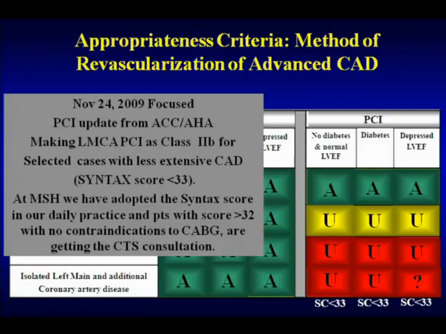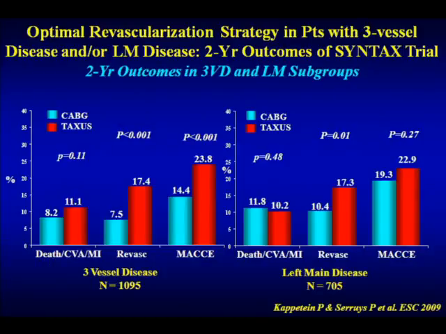Now, what we have done at Mount Sinai, we adopted the SYNTAX score in our daily practice, and patients with a severe score of 32 and above with no contraindication to CABG are getting a cardiothoracic surgical consultation. Even patients who are not high risk for surgery are getting CT consultation, because we truly believe these patients will benefit in the long run by undergoing coronary artery bypass surgery. This is the data for 2 years, as you can see, for the three vessel disease as well as for left main. And of course, the European Society meeting of 2010 will have the data for 3 years, and as you know, it will be followed for 5 years.